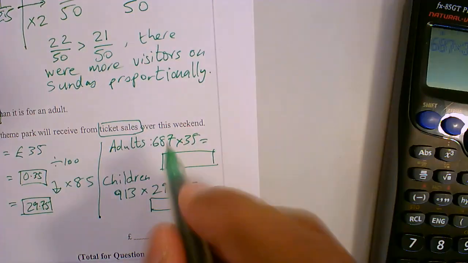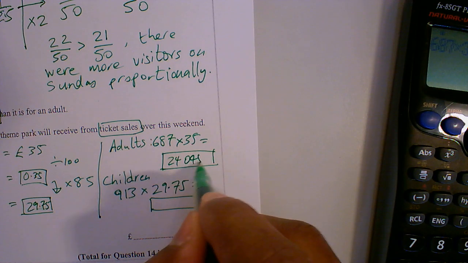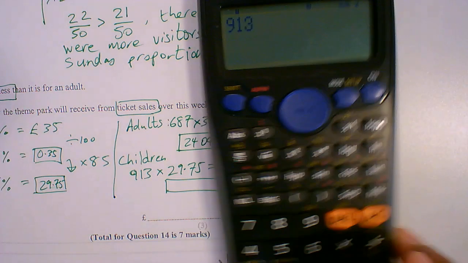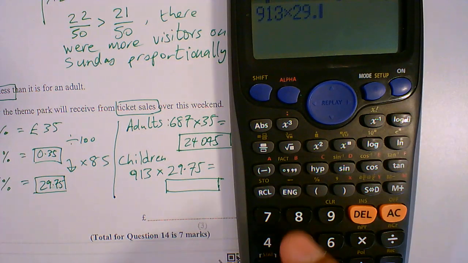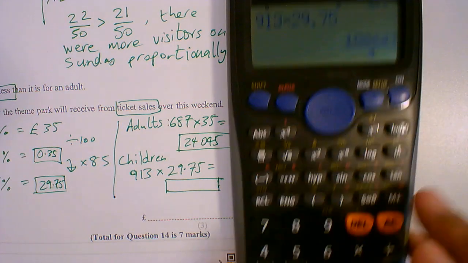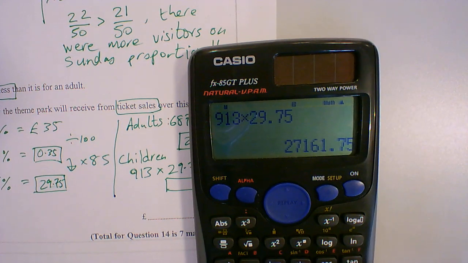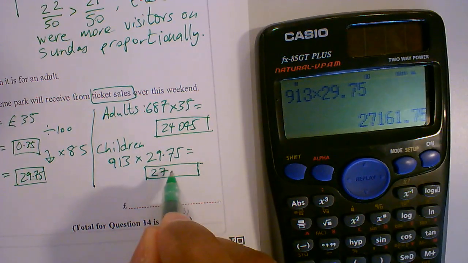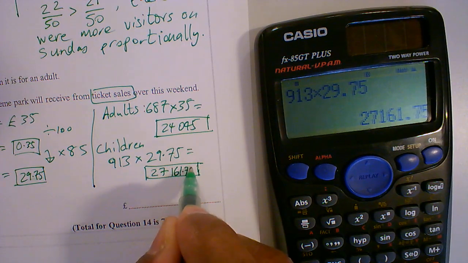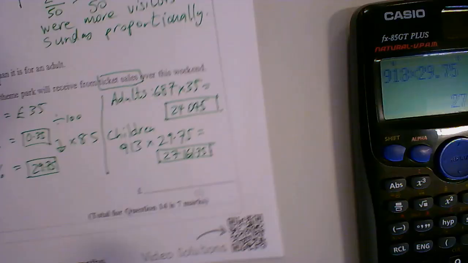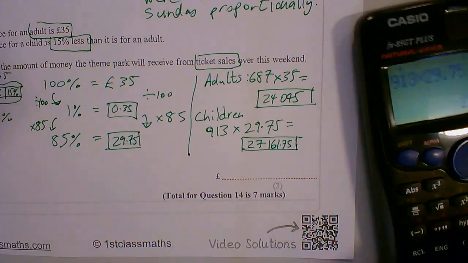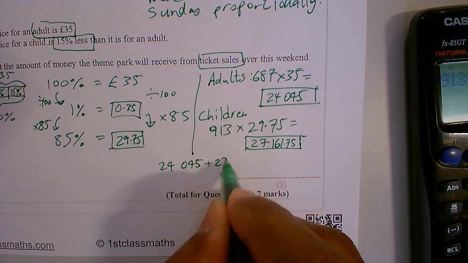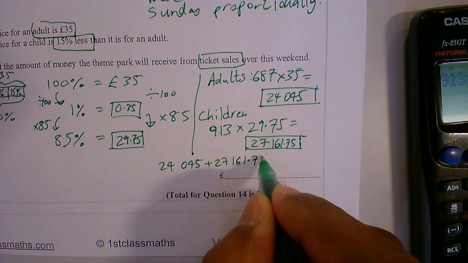24045, and my other one is 913 times 29.75, which gives me 27161.75. And then I add these two together. So I'm going to write these out. 24045 plus 27161.75 equals.